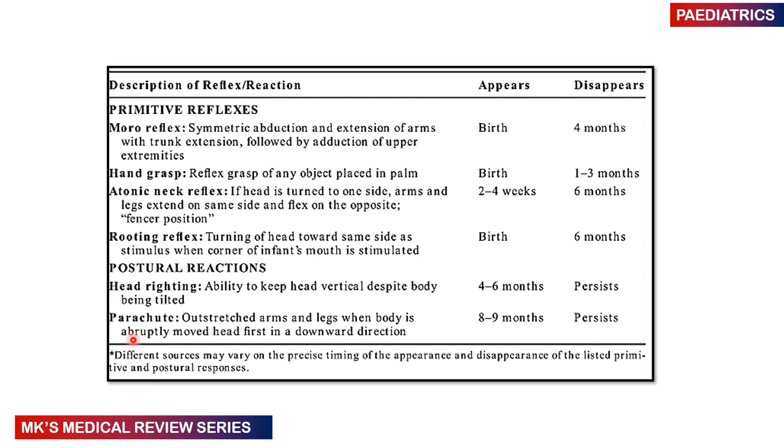The parachute reflex, which is just simply the outstretched arms and legs when the body is abruptly moved first in a downward direction. For example, you're holding the child and you make a motion as if you're about to drop the child. You see that their arms and their legs are like someone who's falling. So this appears by 8 to 9 months and it persists. The head righting reflex also persists.